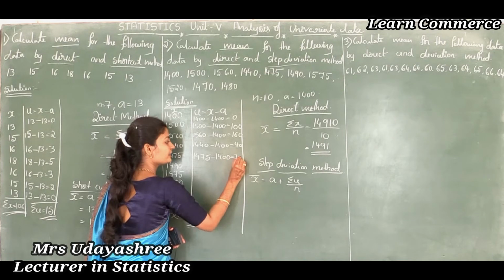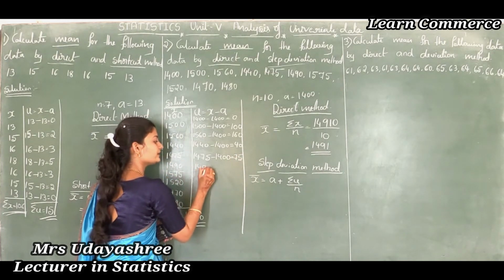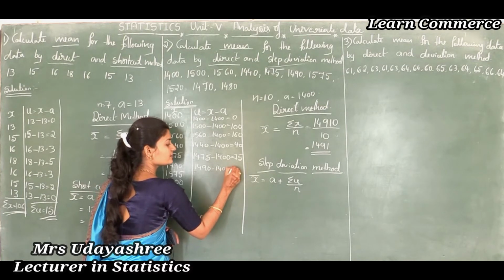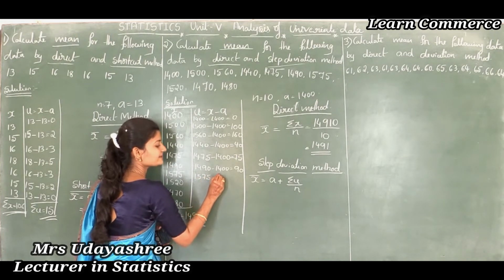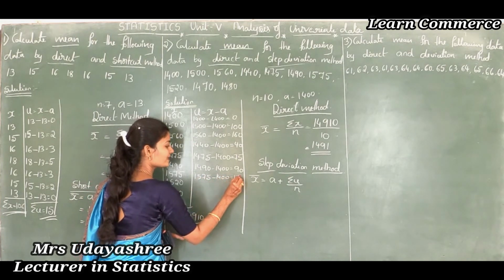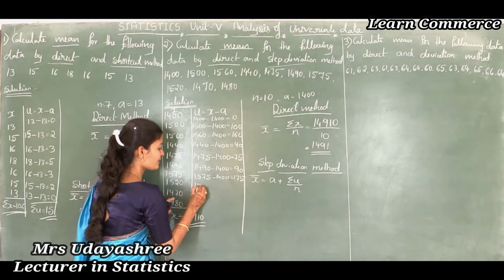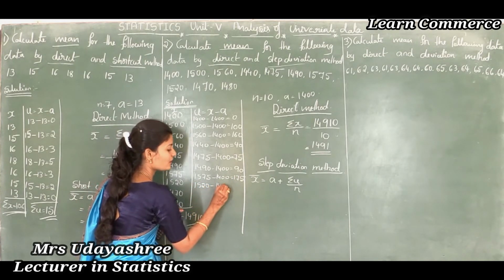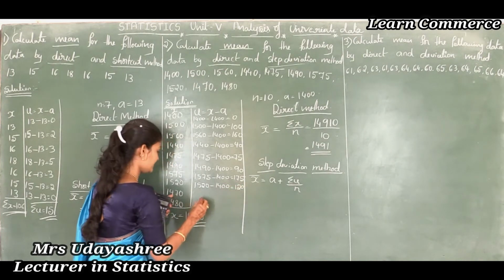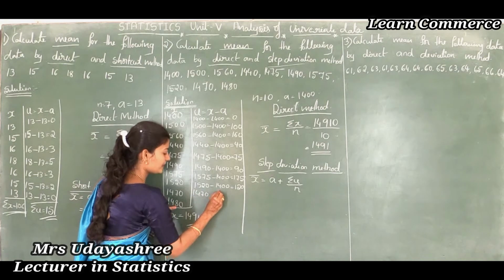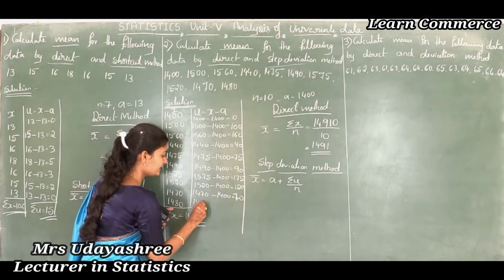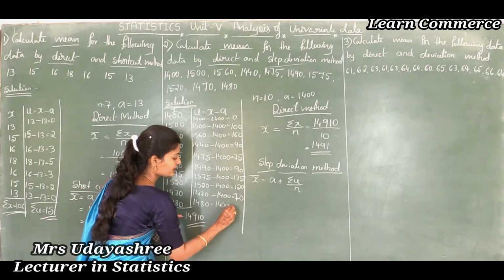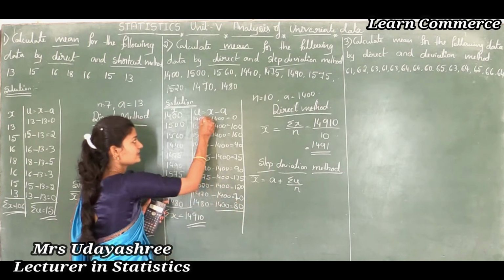The value is 75. Next it is 1490 minus 1400, so the value is 90. Next 1575 minus 1400 is equal to 175. Next 1520 minus 1400 is 120. Next 1470 minus 1400 is equal to 70. Okay, next 1480 minus 1400 is equal to 80. See, these are the u observations.